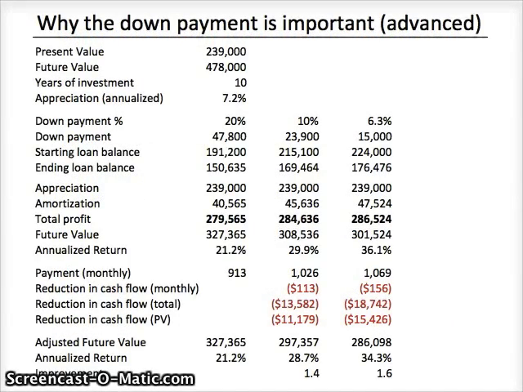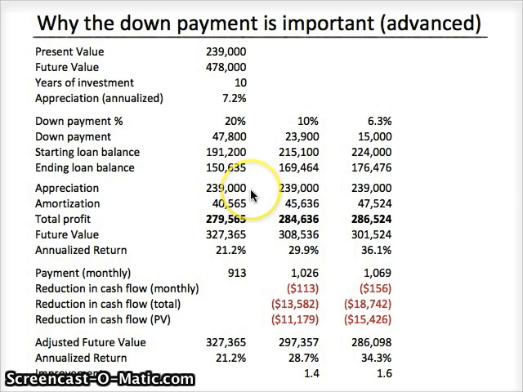In this next part, we're going to look at a more advanced analysis of the numbers. So again, we have all the same assumptions, but the difference here is that we're going to add the amortization from paying down the loan over the 10 years. So for this example here, the 20%, we have a down payment of $47,800, which would give us a loan balance of $191,200. After 10 years, the ending loan balance would be $150,000.